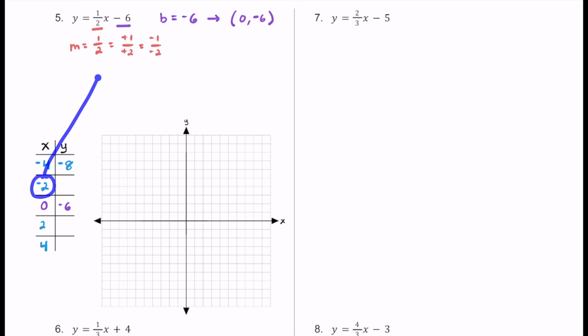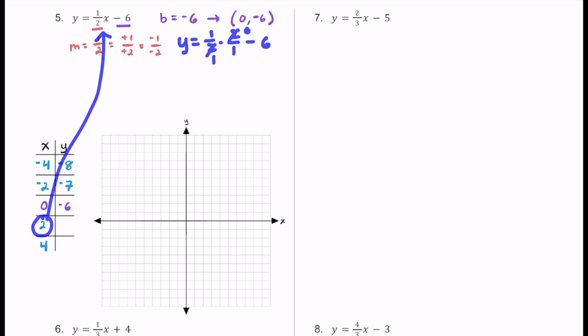Now if we use this negative 2 and plug it in, that's going to be y is equal to 1/2, and we're going to multiply that by negative 2 over 1, and then take away 6. Now these two 2's are going to cross cancel, and so we're going to end up with negative 1 take away 6, which is equal to negative 7. So I'm going to go ahead and write negative 7 here. Following that, let's take this positive 2 and plug it in. Same idea, just no negative, so y is equal to 1/2 times 2, which is 2 over 1, and then take away 6. These 2's are going to cross cancel to make 1, so we have 1 minus 6, and that's equal to negative 5. Let's go ahead and put that negative 5 right over here.